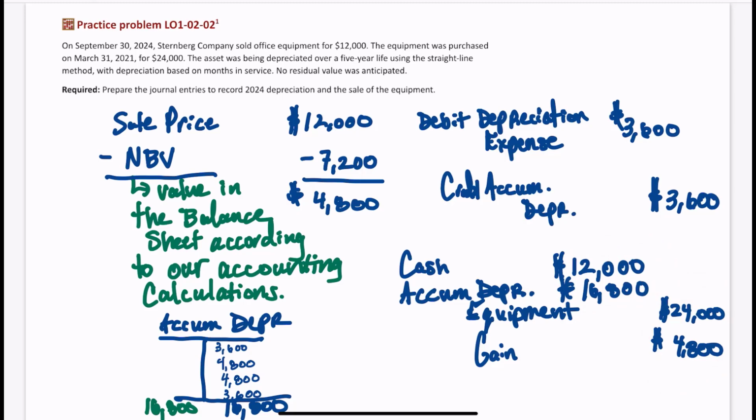This entry here gets rid of the asset on the balance sheet. This gets rid of the related accounts, which is accumulated depreciation. We record the receipt of cash, and then this is our gain. That is what we need to balance this equation. This is what reconciles that market price, that $12,000, to what the accounting rules say this asset is worth, $7,200. The reconciliation here is a gain.